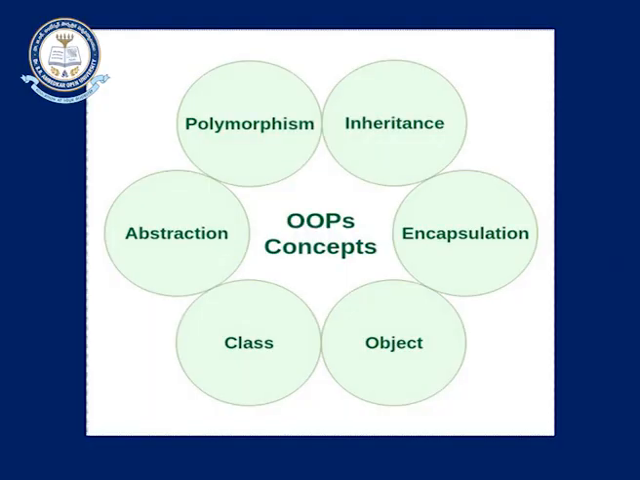Next, these are the OOPs concepts, which I represented diagrammatically here: polymorphism, encapsulation, inheritance, class, object. Now we will discuss one by one: what is polymorphism, what is inheritance, what is abstraction, what is class, what is object.